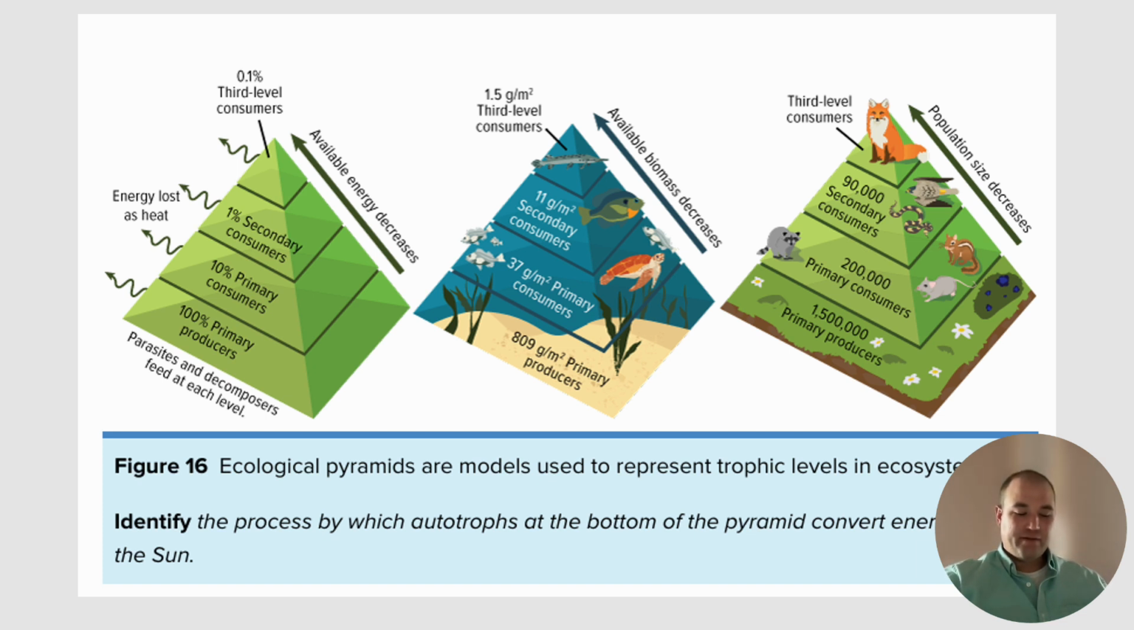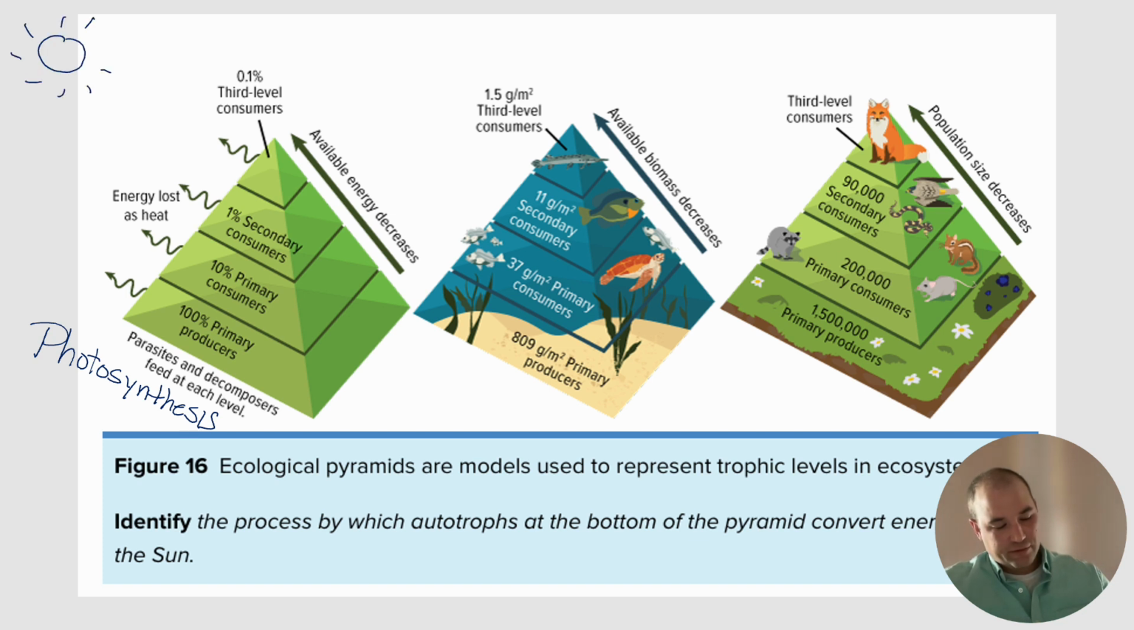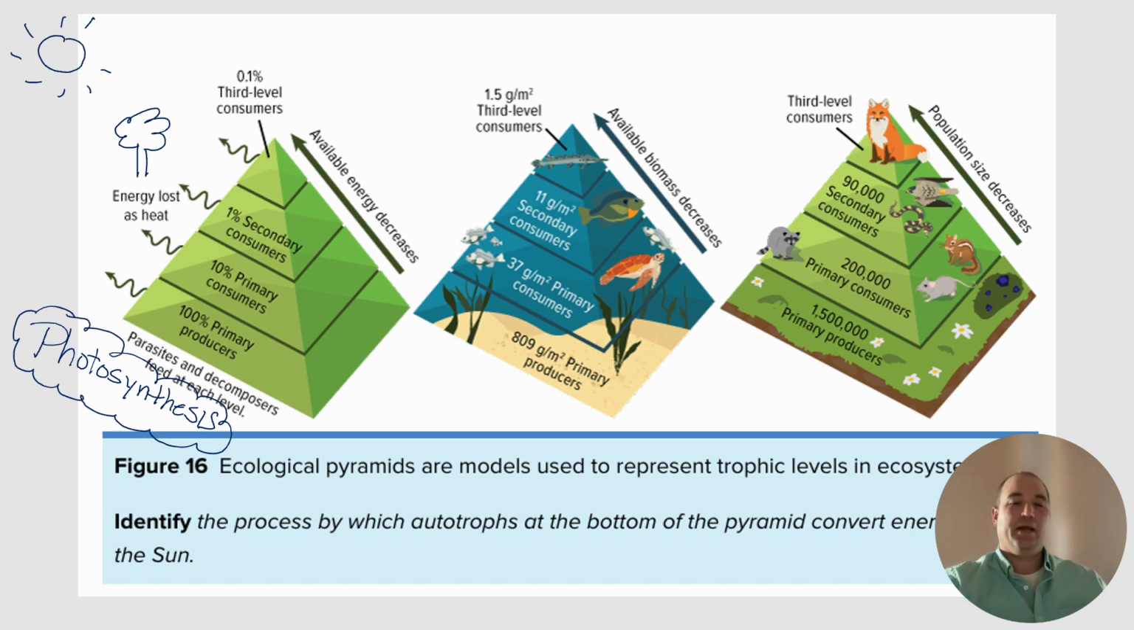So what we want to do here is identify the process by which autotrophs at the bottom of the pyramid convert energy from the sun. If we're taking a look at the bottom of the pyramid, this is occurring due to a process called photosynthesis. So in other words, the energy from the sun is converted by our plants. In this case, I'm just going to draw a tree. That is then eaten by our primary consumers. The primary consumers are eaten by the next trophic level, and so on and so forth. But photosynthesis is the process that makes energy available at the bottom of our food chain.